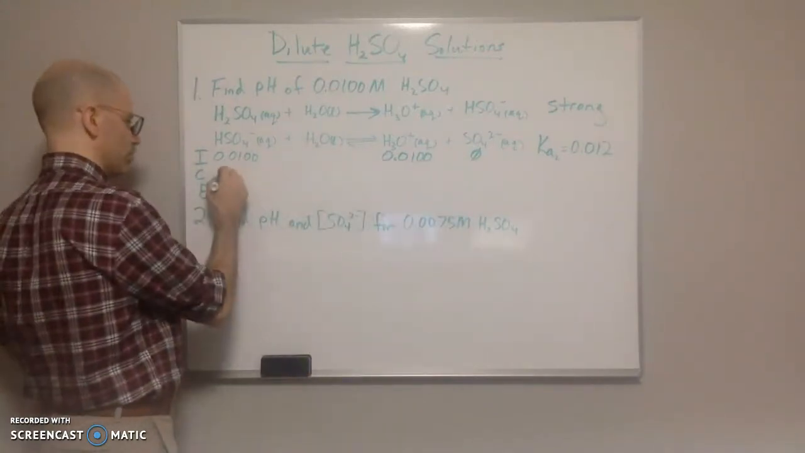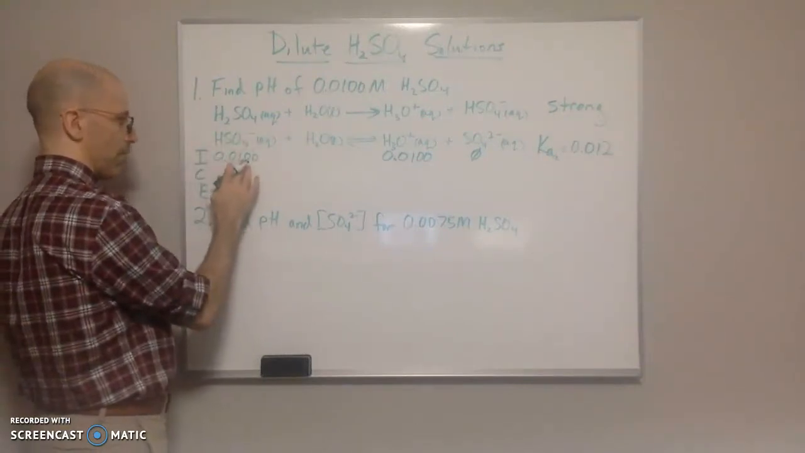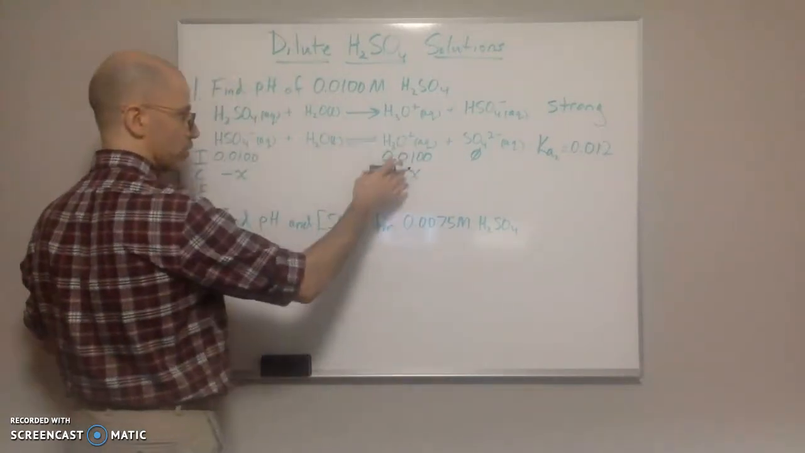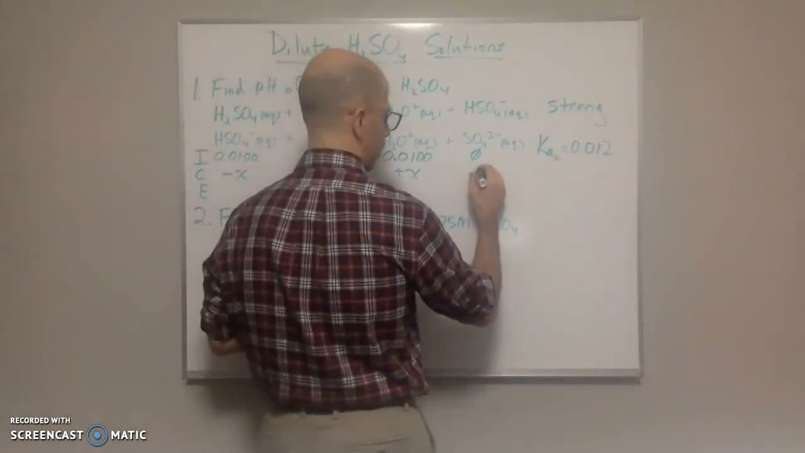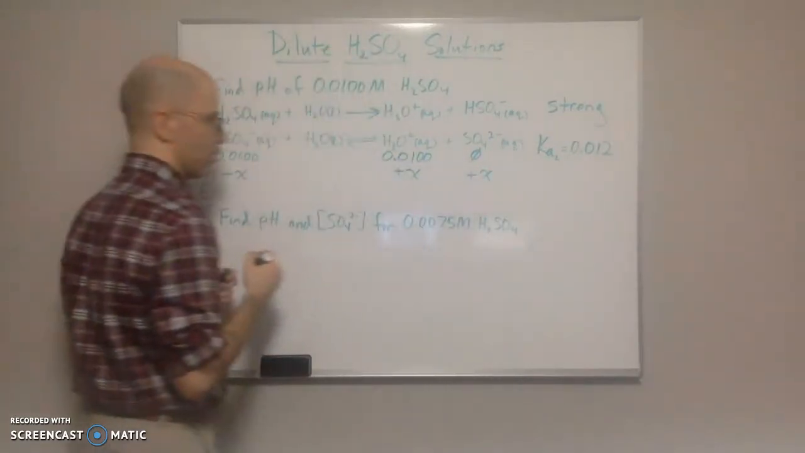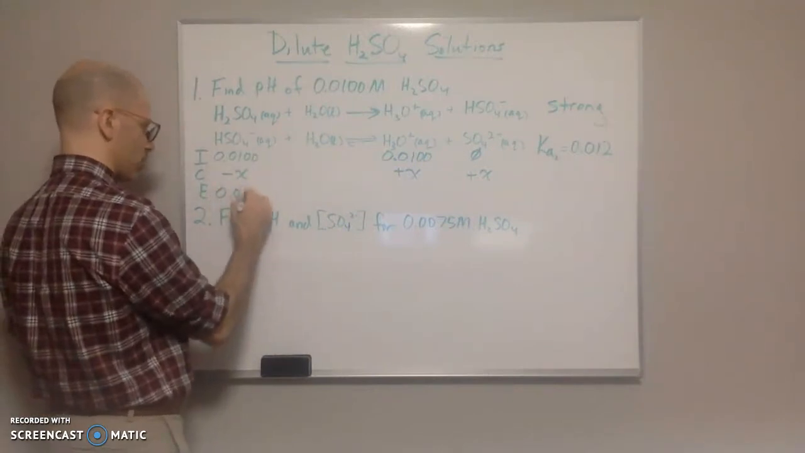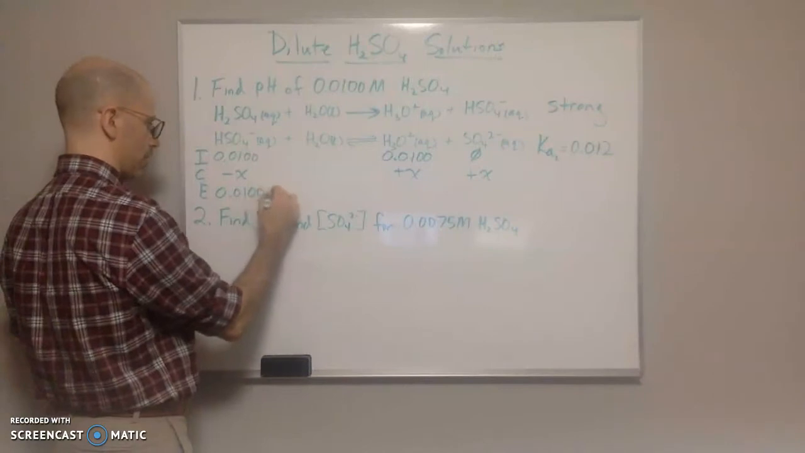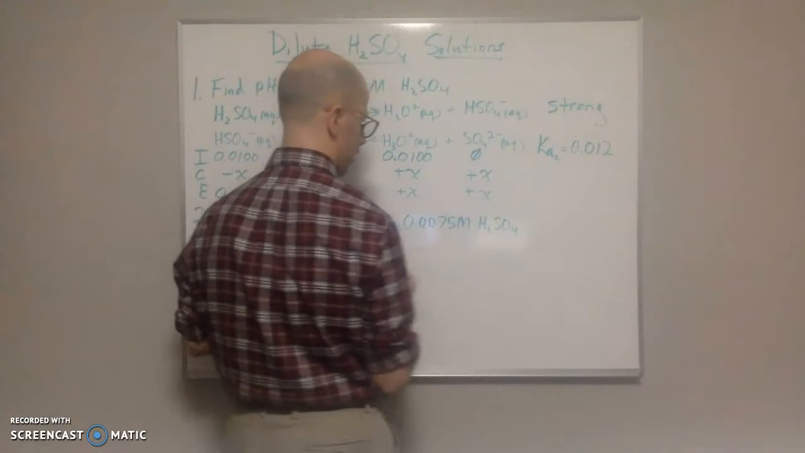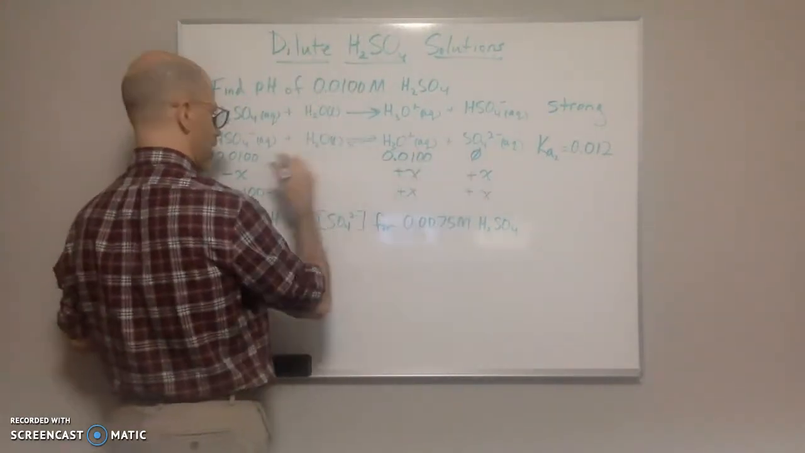And then we're going to go in this direction. We're going to lose an X amount of our HSO4 minus, we're going to gain an X amount of H3O plus, and we're going to gain an X amount of SO42 minus. So we add all this together, we get 0.0100 minus X. And again, this is plus X, and this is plus X. And now we just set up our Ka.